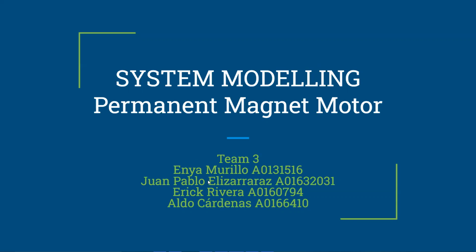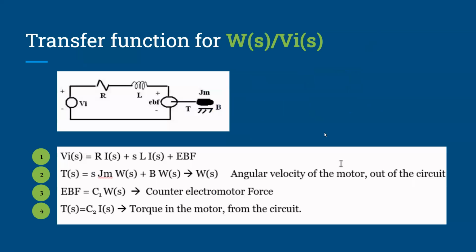We are Ena Murillo, Juan Pablo Lizarraras, Eric Rivera, and Aldo Cárdenas, and we were told to do a system modeling for a permanent magnet motor. So we need to get the transfer function for Ws and the input voltage.